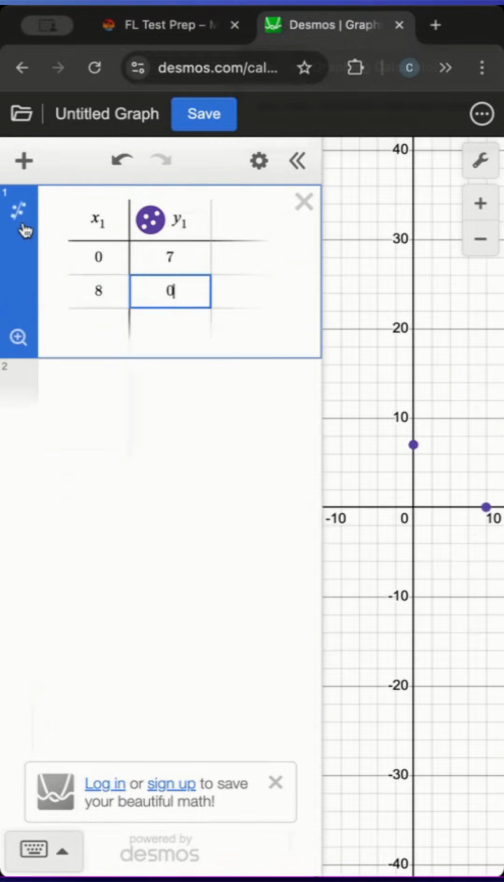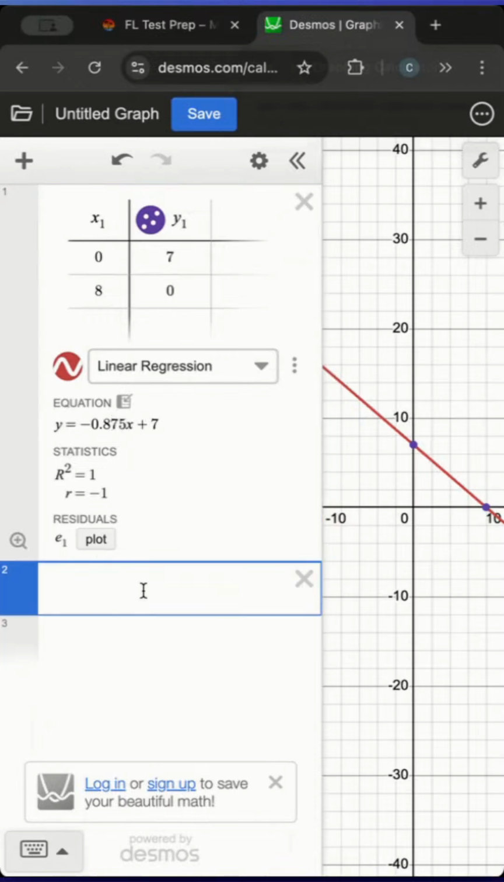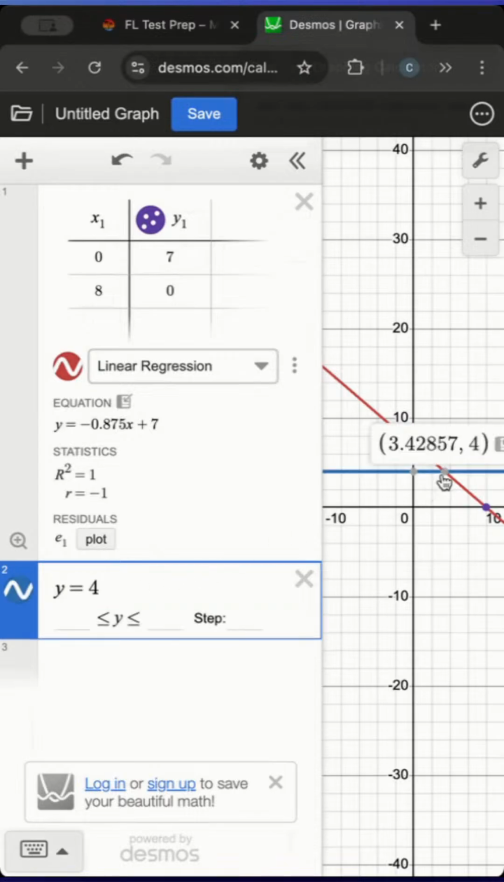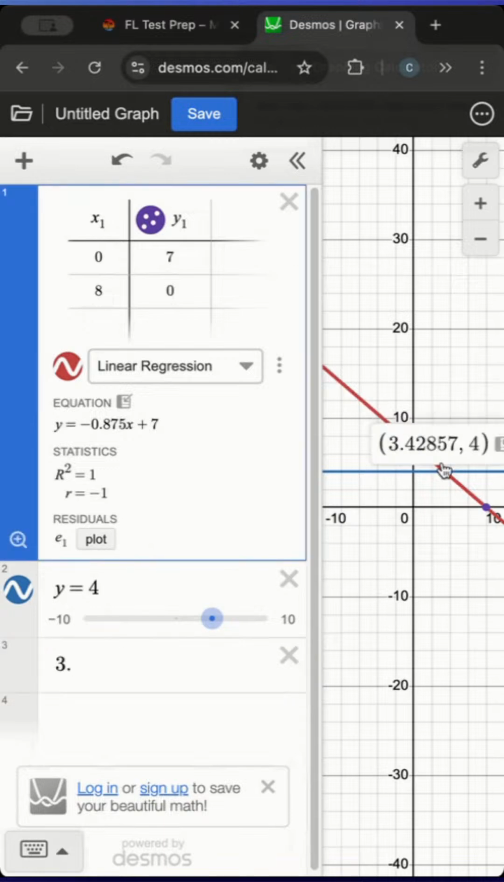And what you want to do here is you see this. In the top left corner, you hover over it and it's going to say add a regression. Go ahead and click it. Then it's going to build you your linear regression here, negative 0.875x plus 7, exactly what we were looking for. All I'm going to do is say when y equals 4, I'm going to find my x. And in this case, I know it's going to be 3.42857.